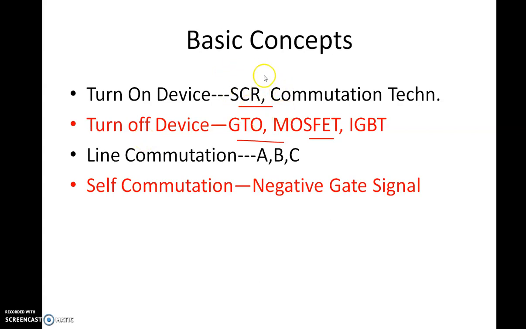Whereas SCR is called a turn-on device because this device can only be turned on with the help of the gate signal. In order to turn off the SCR, we need something called a commutation technique. There are different commutation techniques as listed out here. They are called class A commutation, class B, class C, and so on. These commutation techniques you have studied or you will be studying in the power electronics subject.